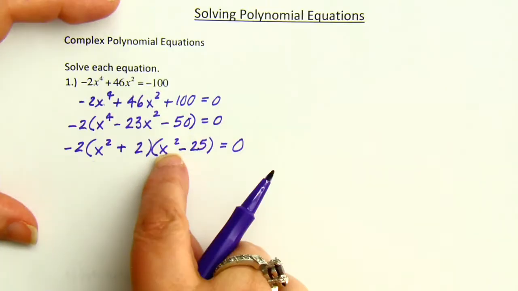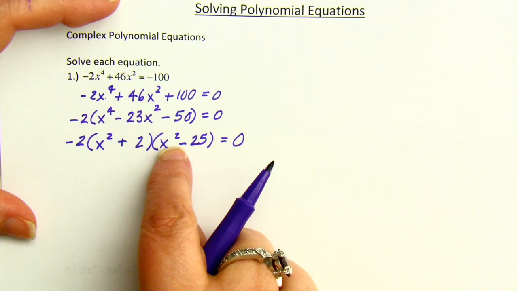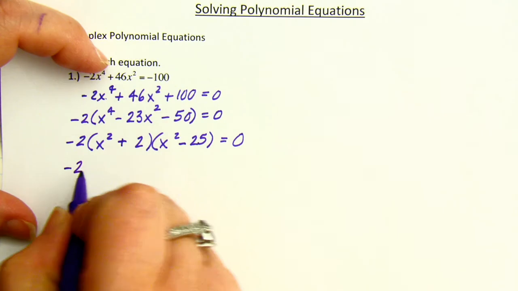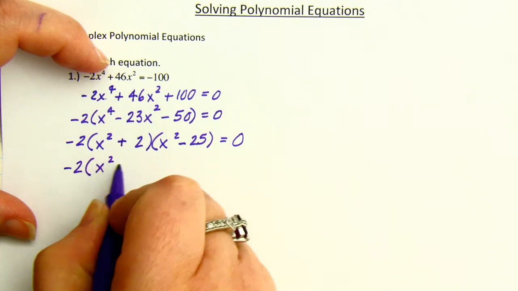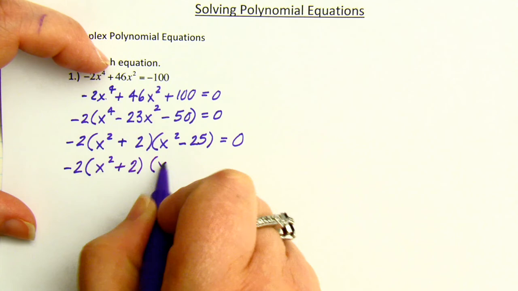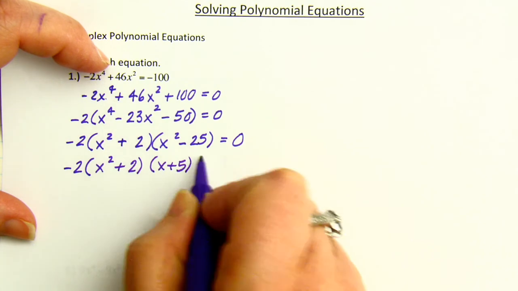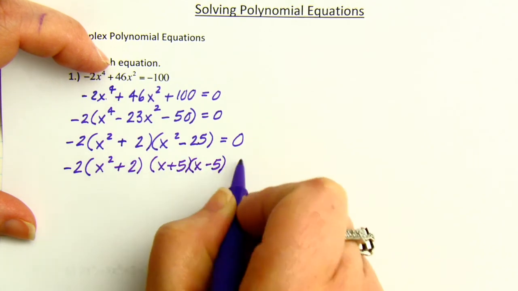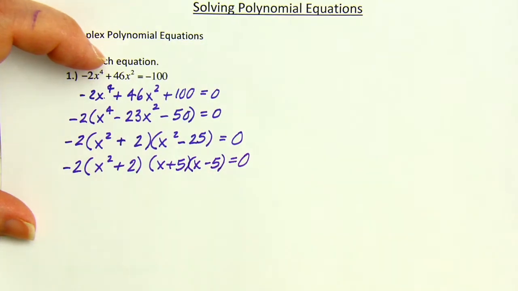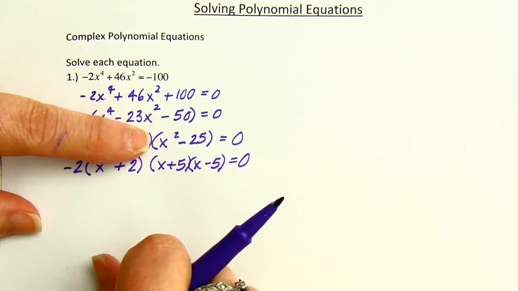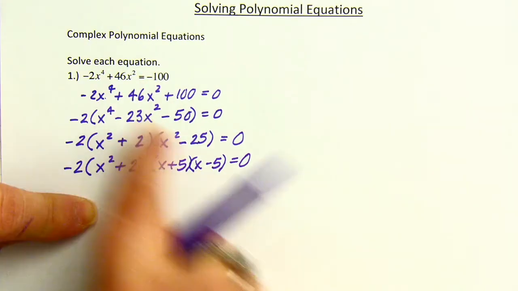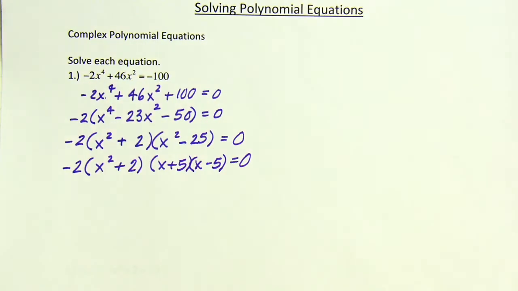Look, this is a difference of two squares. So I got negative 2, x squared plus 2, times x plus 5, times x minus 5, equals 0. Folks, you can't drop these off. It's part of the final answer. You know, x plus 5 times x minus 5 does not equal what we started with. So you have to bring it down each step of the way.